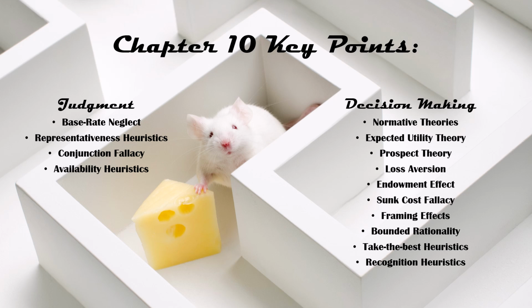Some key points for judgment were base rate neglect, representativeness heuristics, conjunction fallacy, and availability heuristics. Some key points for decision making were normative theories like expected utility theory and prospect theory, loss aversion, the endowment effect, sunk cost fallacy, framing effects, bounded rationality, take the best heuristics, and recognition heuristics.